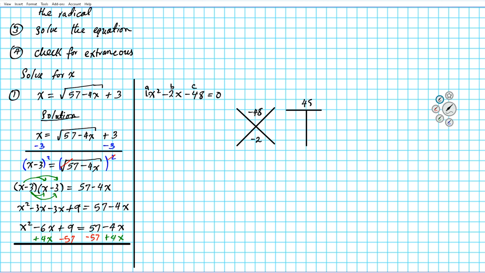If you can't do that mentally, just list all the integers that multiply to give you 48. So 1 times 48, 2 times 24, 3 times 16, 4 times 12, 6 times 8.